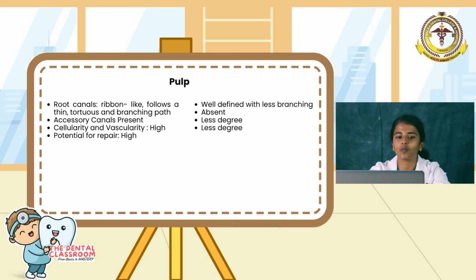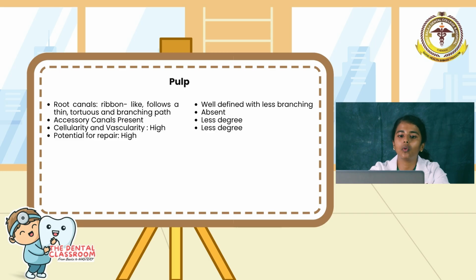This corresponds to the presence of accessory canals, which are usually present in the middle and apical third of the root in the primary dentition. But in permanent dentition, the root canal anatomy is well defined with less branching, which leads to the absence of accessory canals.